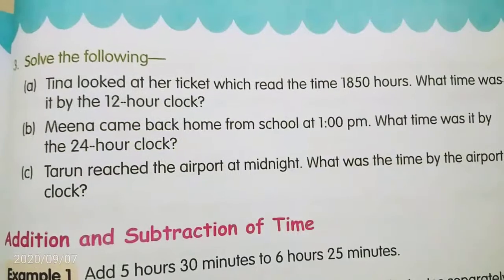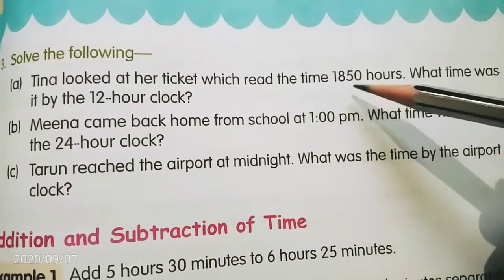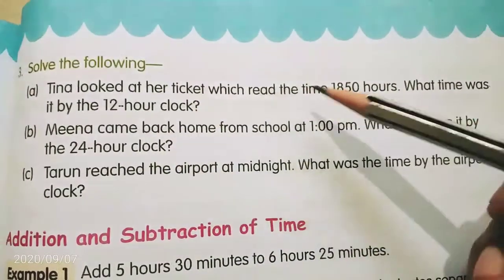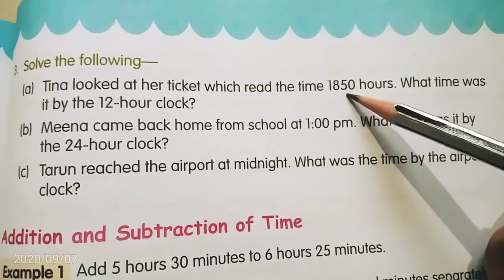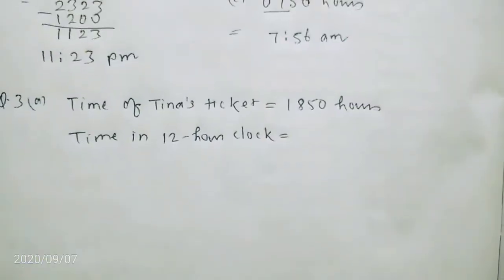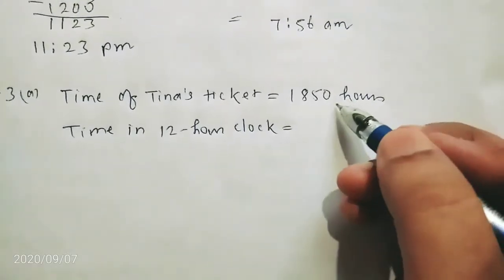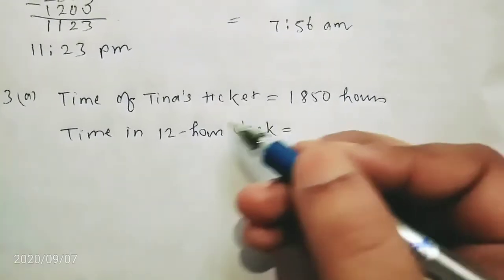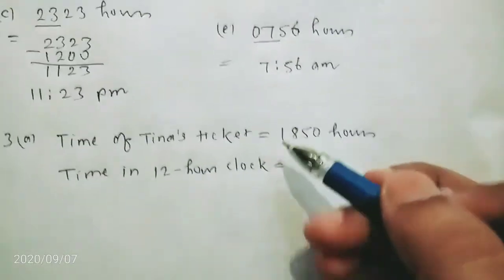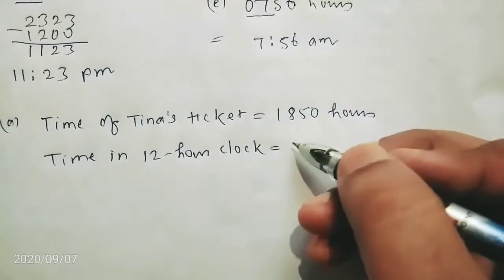So this word problem, question number 3. Tina looked at her ticket which read the time 1850 hours. What time was it in 12-hour clock? So you have to convert these hours into 12-hour clock. In the question the time of Tina's ticket is given in hours, and it is asked what is the time in 12-hour clock. So it is the same thing as the previous questions you have solved.